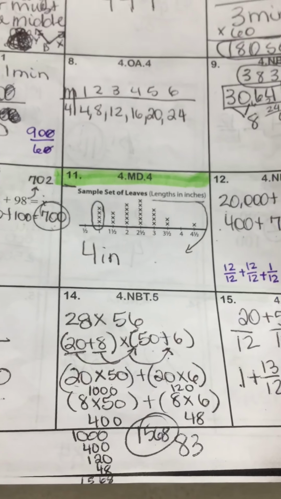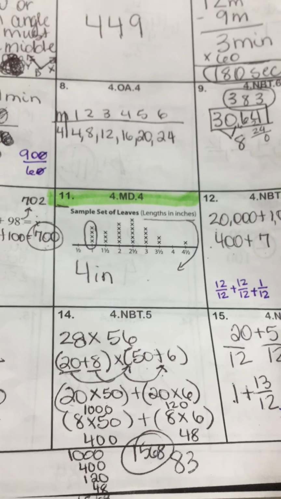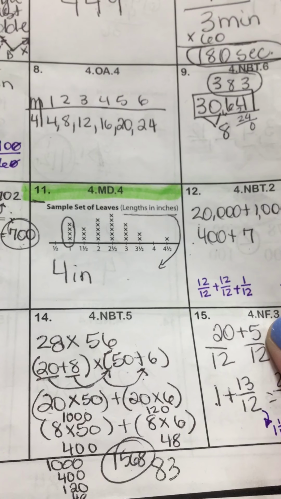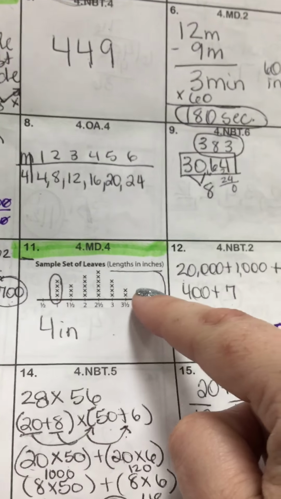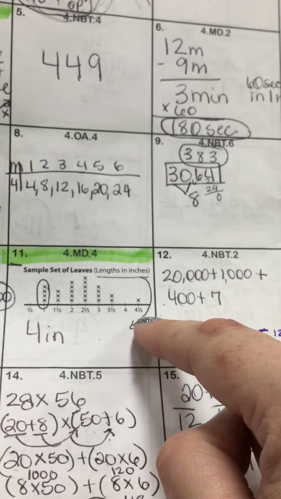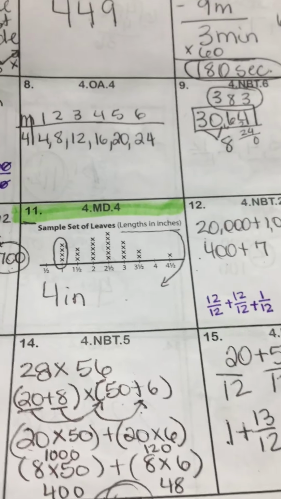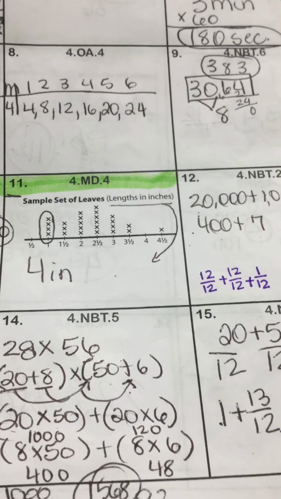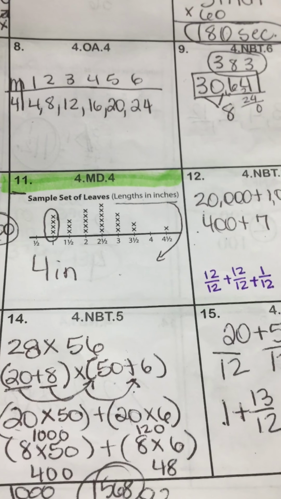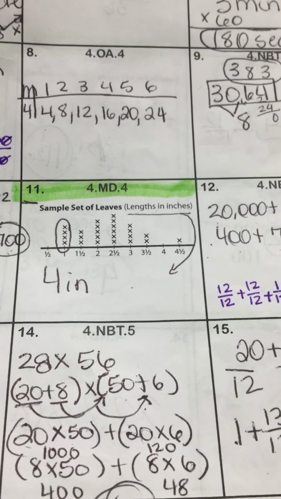This one we actually talked about last week whenever we were doing some sets on the board, and we talked quite a bit about this one. This is a line plot, and the set is samples of leaves. So the X's are actually the leaves. The numbers are the measurements, so those are in inches. And it asks what are the 4 shortest leaves' measurements lined up end to end.